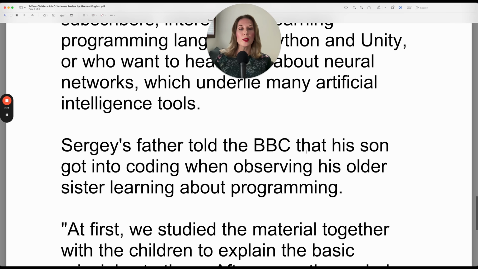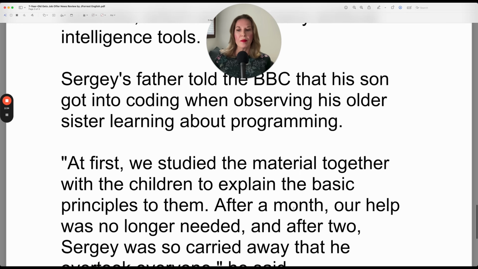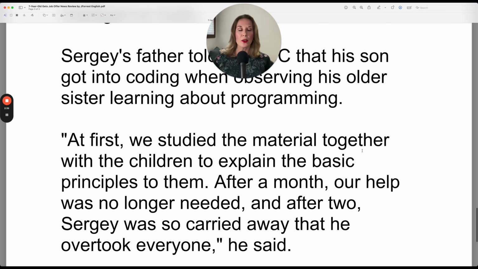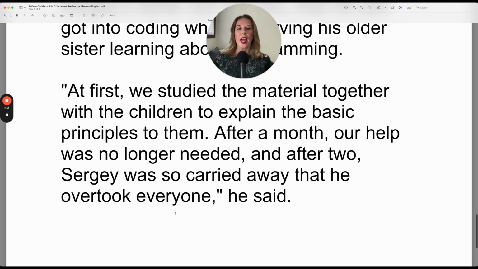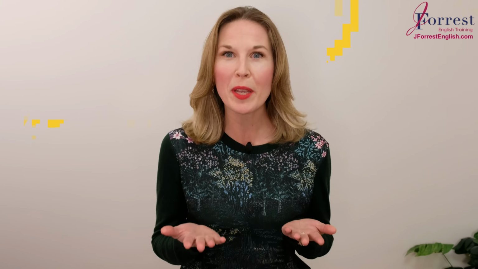Sergey's father told the BBC that his son got into coding when observing his older sister learning about programming. At first, we studied the material together with the children to explain the basic principles to them. After a month, our help was no longer needed, and after 2, Sergey was so carried away that he overtook everyone, he said.